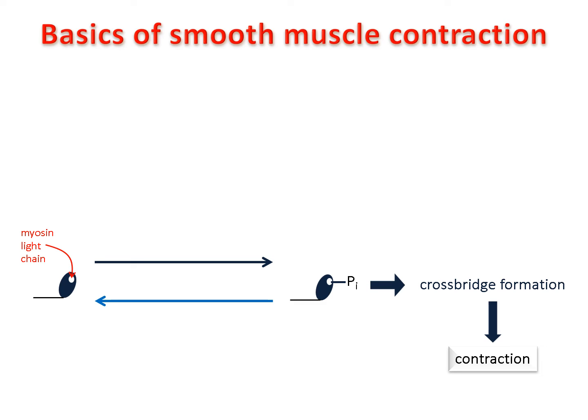As with other types of muscle, the key mediator of contraction is the interaction between actin and myosin to form cross bridges. In smooth muscle, this interaction depends on the phosphorylation of myosin, more specifically the myosin light chain. The state of phosphorylation of myosin depends on the relative actions of two enzymes.